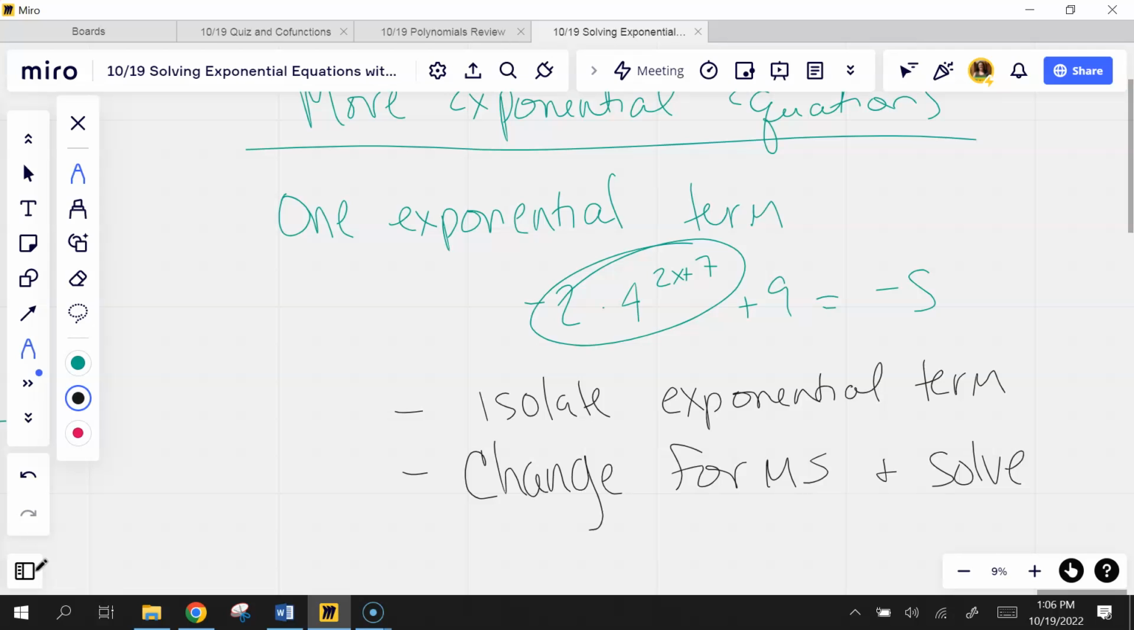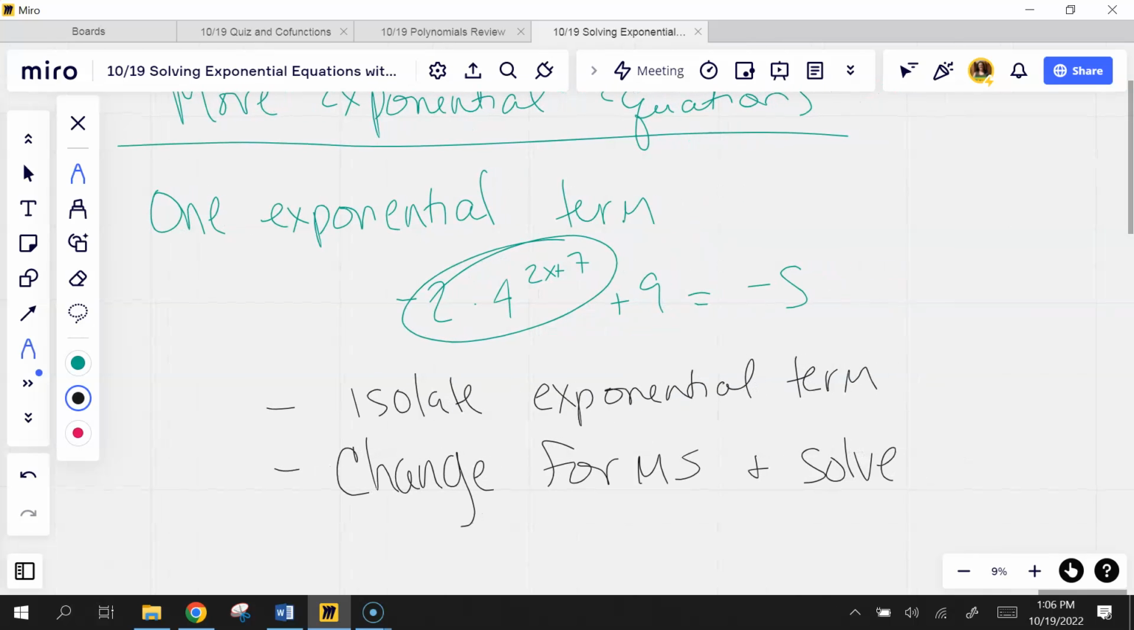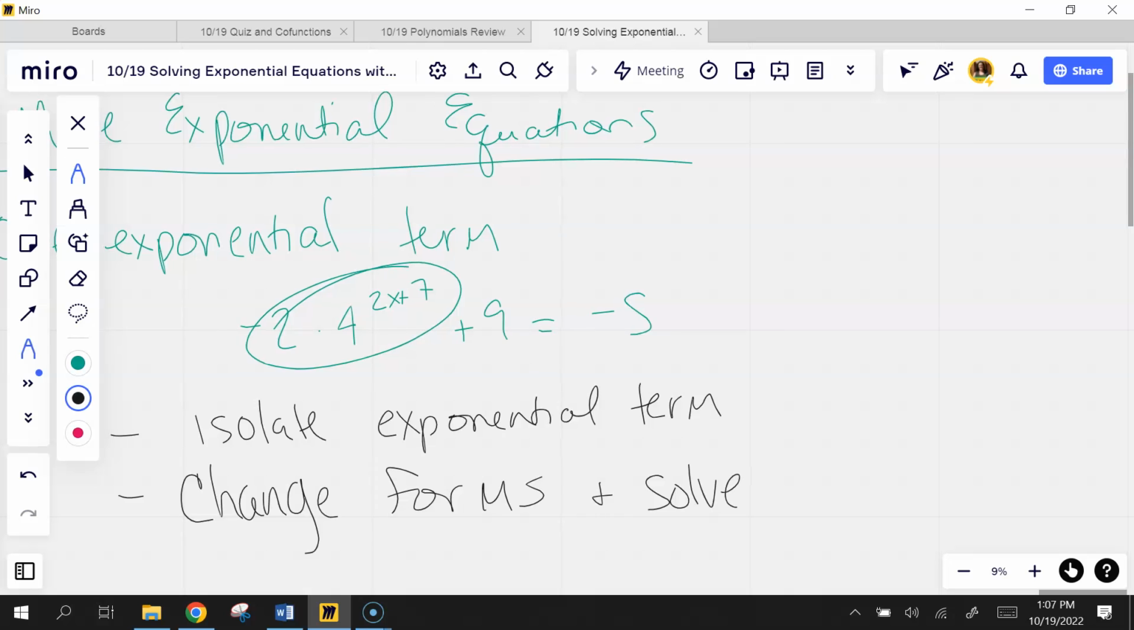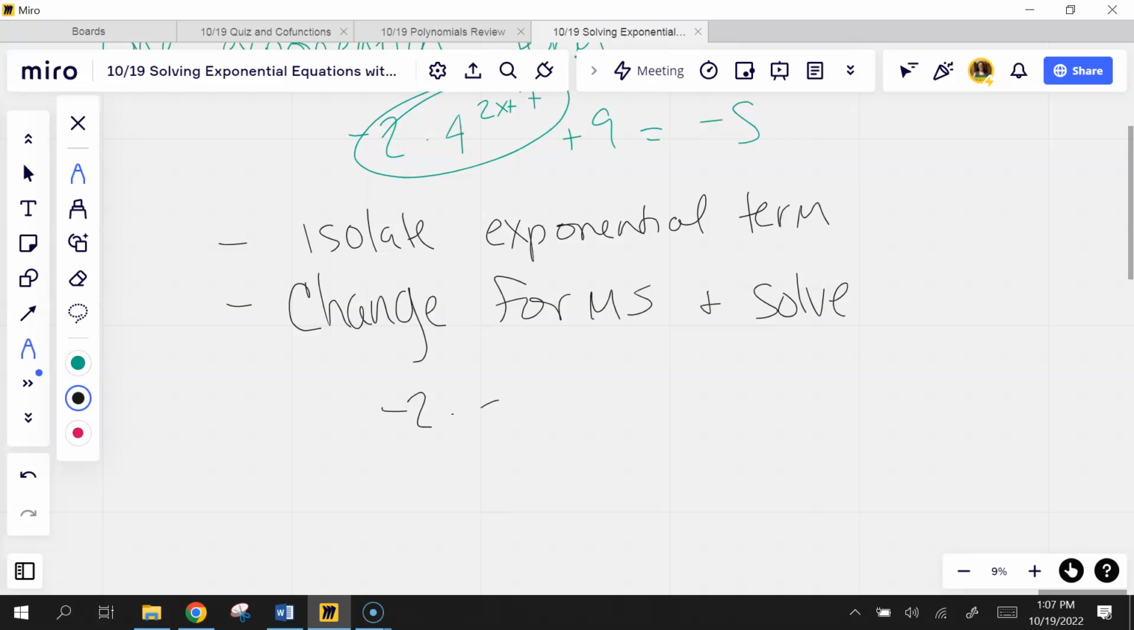All right. Isolate the exponential term, change the form, and then solve. So I'm just going to do number 8. These are the easiest, and it will save us some time for the little bit harder ones. So look at number 8. I have negative 2 times 4 to the 2x plus 7, plus 9 equals negative 5. So my goal is to get this portion completely isolated, all by itself.